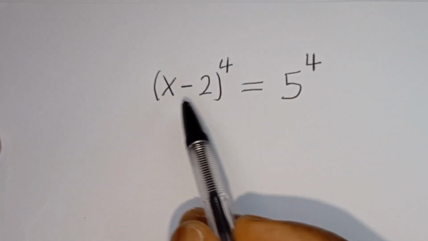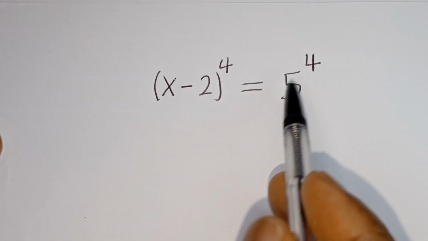Hello, how to solve for x in this equation? (x minus 2) to the power of 4 is equal to 5 to the power of 4. Solution.